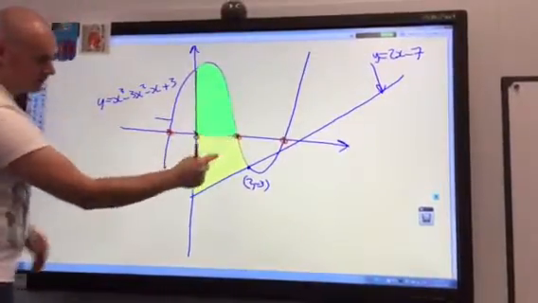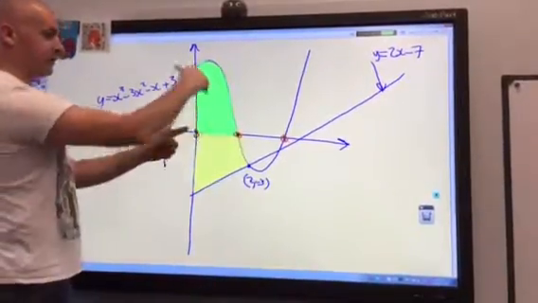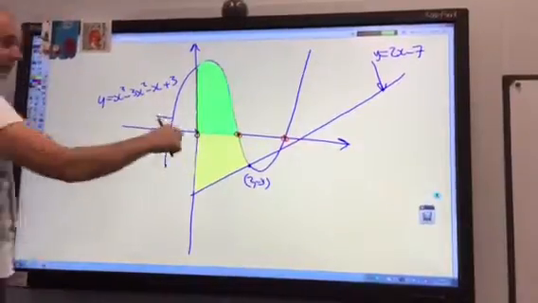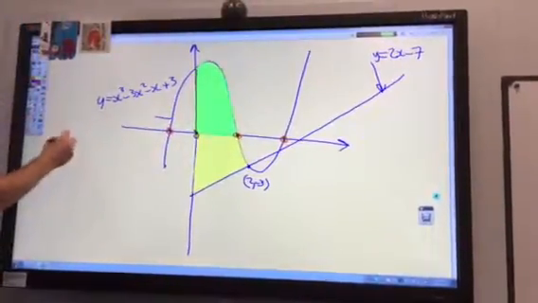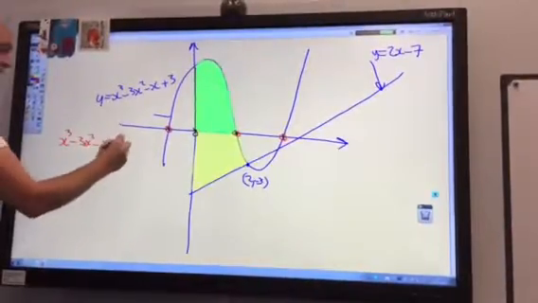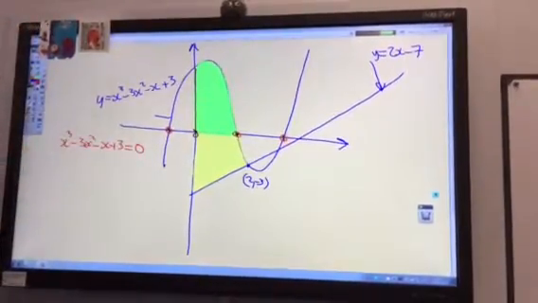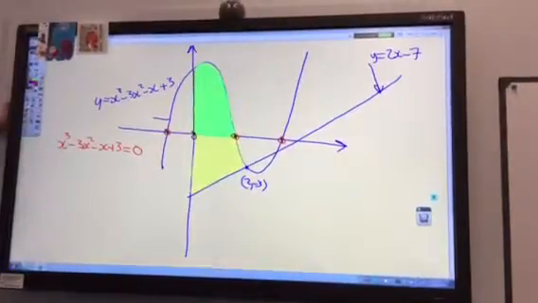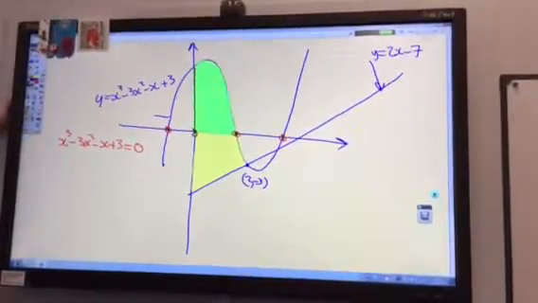Because if I can find that, and I can integrate between here and here, it will give me the green section. So I need to find that, which means I'm solving x cubed minus 3x squared minus x plus 3 equals 0. It's a cubic, so there's no way of actually solving it without using something called the factor theorem or the remainder theorem.